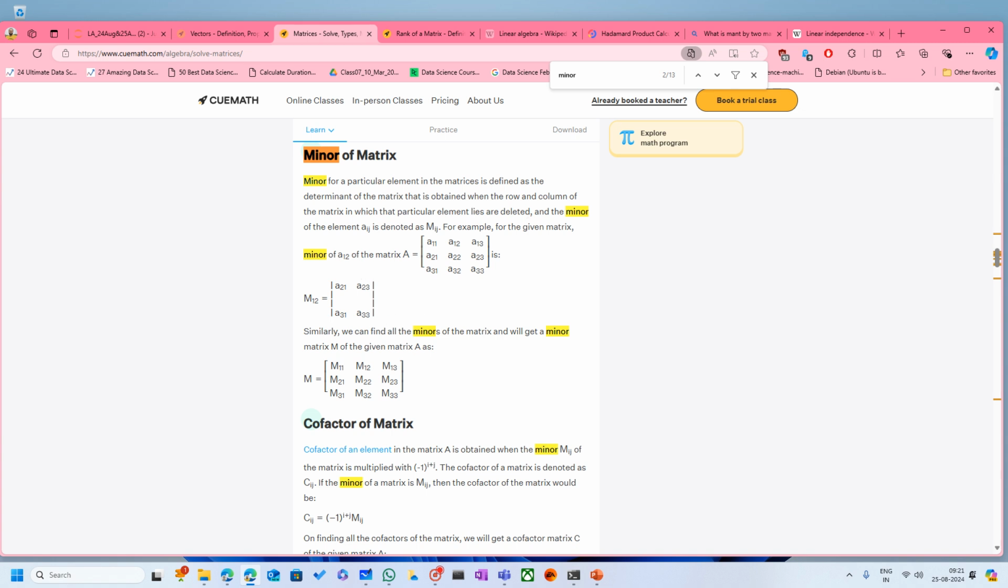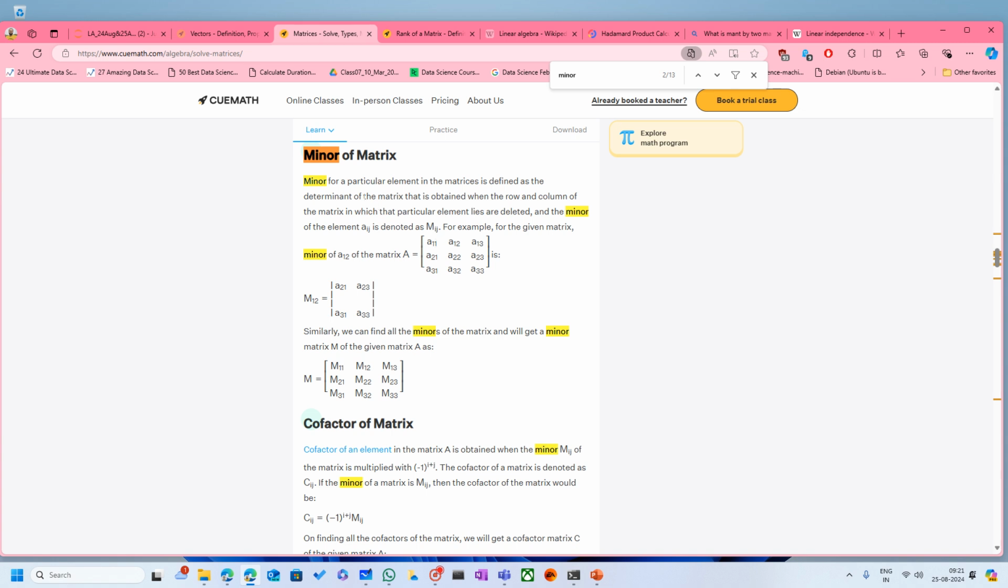For example, if you want to calculate the minor of the second element shown here, a12, then you will have to ignore the first row in which that element lies and the column in which that element lies, and you have to take a21, a23, a31 and a33. This way you will get the minor. So minor is nothing but the determinant of a matrix. Again, the minor is calculated for a particular element.